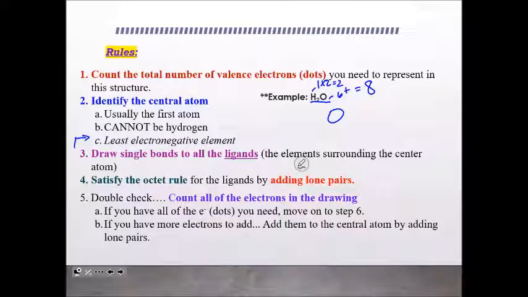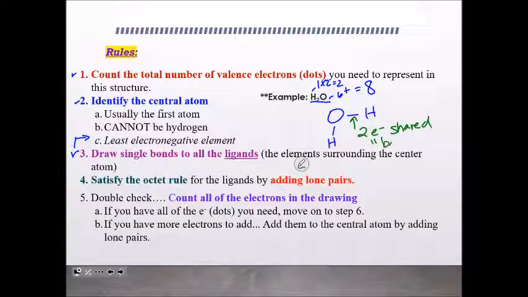Now, the next rule, so far I've done this one. 3, draw single bonds to all the ligands. Now, ligand is a general term for the outside atoms, the atoms that you attach to the central atom. In this case, our ligands are going to be hydrogens. So, I'm going to attach the ligands with single bonds. Now, a single bond is represented by 2 electrons. And I use lines, you can use dots. But as shown in your diagram as well, this is showing you that's 2 electrons shared.